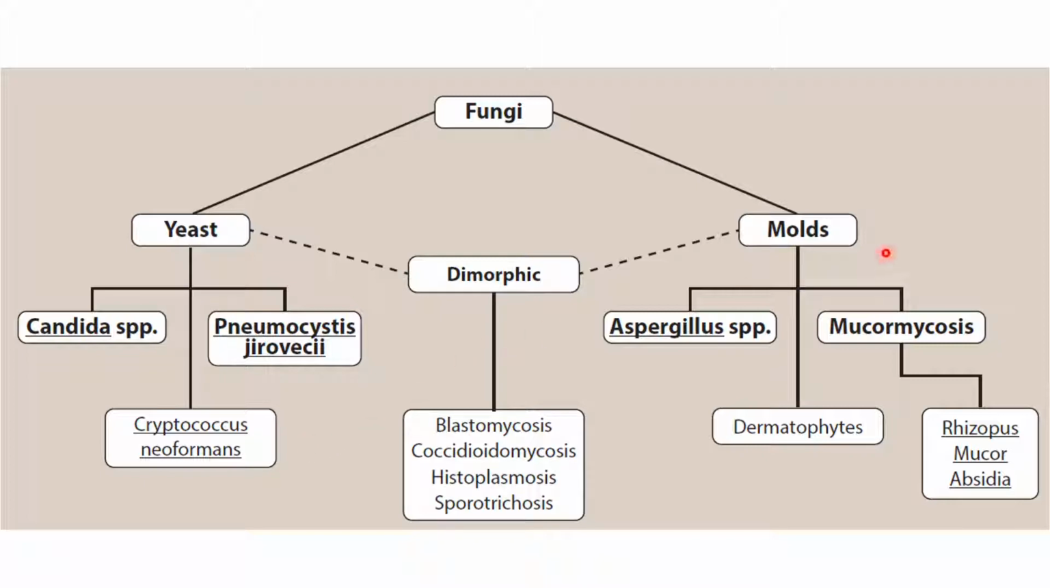Then the second type is the molds, and molds are usually systemic infections, and the species are Aspergillus and Mucormycosis. These two types are least common, and then there are some dermatophytes too. So these are the molds, and then there are dimorphic fungi that are even less commonly seen. These are the types of fungi that are important and will lead to diseases.